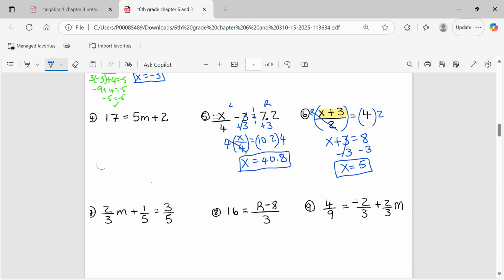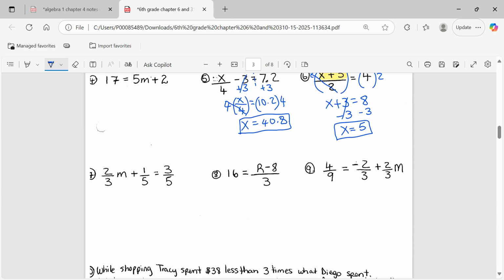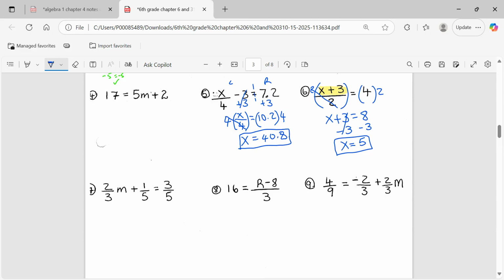Come on down. I want to do a fraction with you, just so we see what we would do. And I'm going to do 4/9 is equal to negative 2/3 plus 2/3 m. Yes, there's fractions, but it's actually the similar concept. This is hanging out with the variable. That's your m. That's what you want. So the first thing you're actually going to move is that negative 2/3. And the only way to move it is by adding 2/3 to both sides.